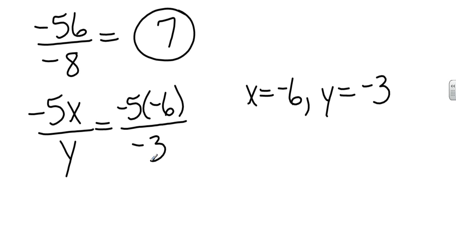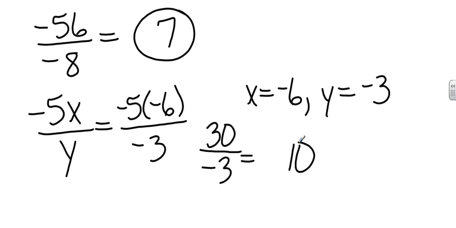Negative 5 times negative 6 is positive 30. So I now have positive 30 divided by negative 3. What is 30 divided by 3? Take a minute to think about that. 30 divided by 3. That's going to give me an answer of 10. Now, what's positive divided by negative? That makes it negative 10.